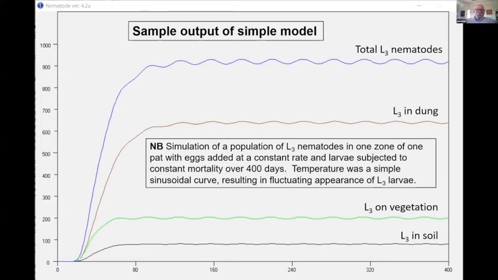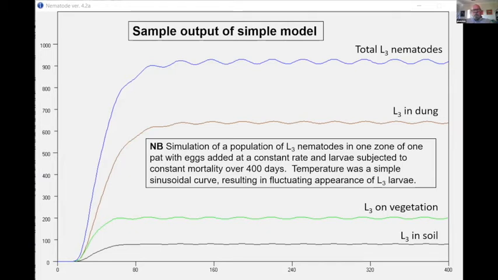And so this is just a sample output of what the model produces, using a simulated weather profile of constantly fluctuating temperatures. And you can see that the number of L3 nematodes in the dung, on the vegetation, and in the soil fluctuate over time, and the number in the respective compartments here, vegetation, soil, and dung, will depend on migration rates that are easily manipulated in the model. And so this is a very straightforward process.